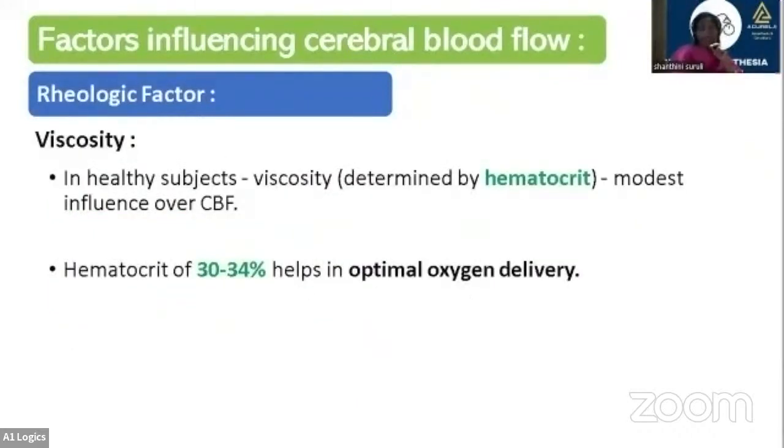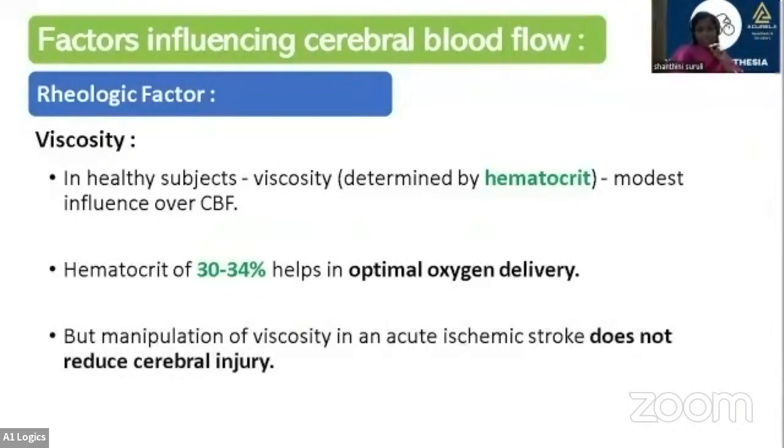Coming to viscosity, which is determined by the hematocrit, at a hematocrit between 30 to 34%, there is optimal oxygen delivery. When the hematocrit is decreased, viscosity also decreases and the cerebral blood flow increases. But when this is attempted in acute ischemic stroke, it does not reduce the cerebral injury, because when the cerebral blood flow increases with a decreased viscosity due to decreased hematocrit, the oxygen delivery is also decreased.